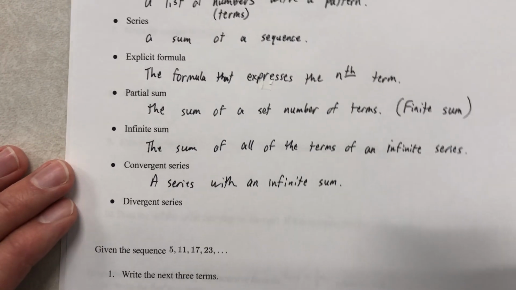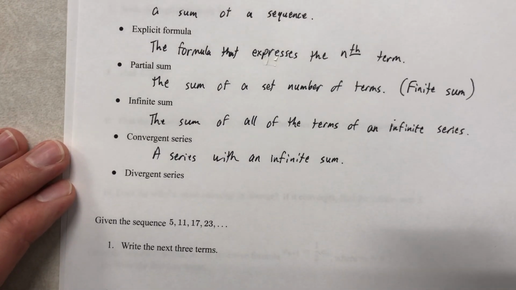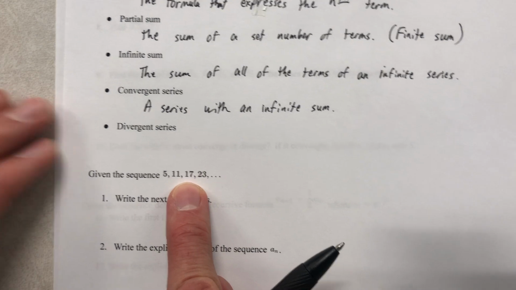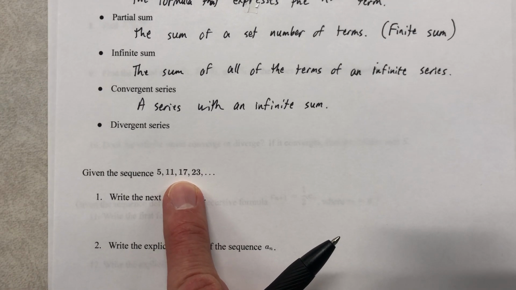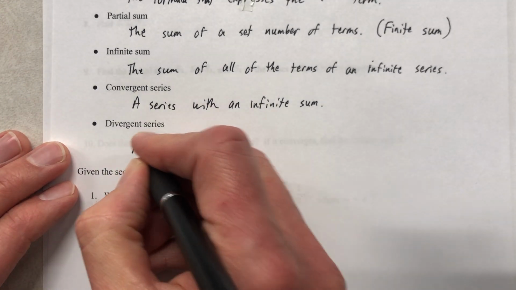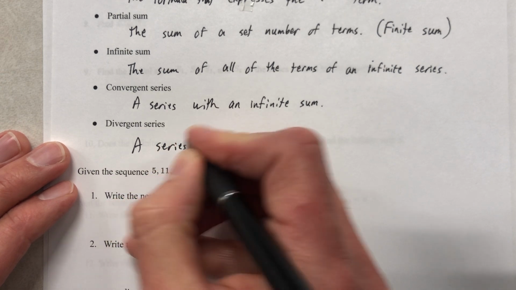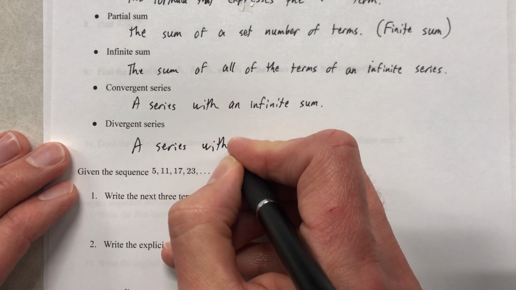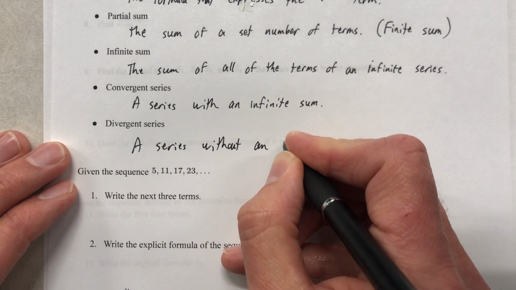But a divergent series is basically a series without an infinite sum, which would be this, because if I added forever, I would basically get towards infinity. So a series without an infinite sum.